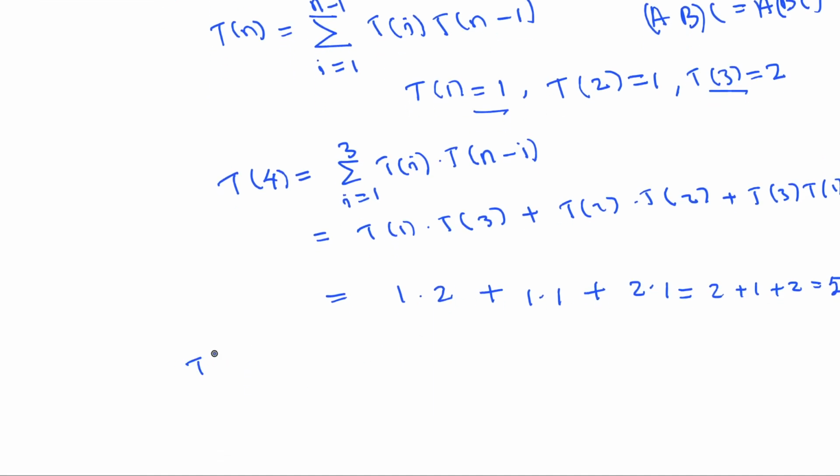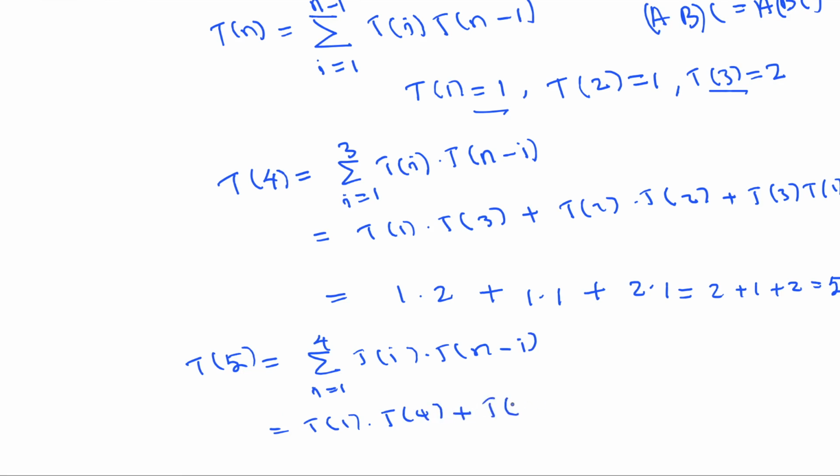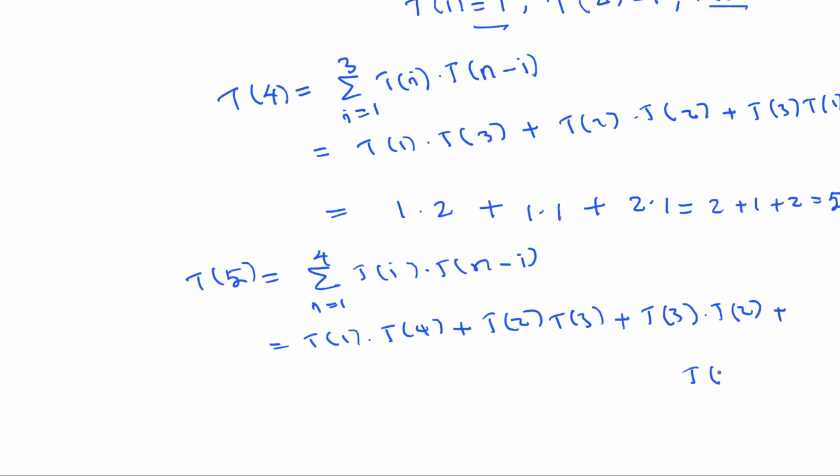And if we wish to find the number of ways by which we can parenthesize 5 different matrices, then it will be sigma I from 1 to 4 T of I into T of n minus I, and this will be T of 1 into T of 4 plus T of 2 into T of 3 plus T of 3 into T of 2 plus T of 4 into T of 1. We can have the value of I up to 4.